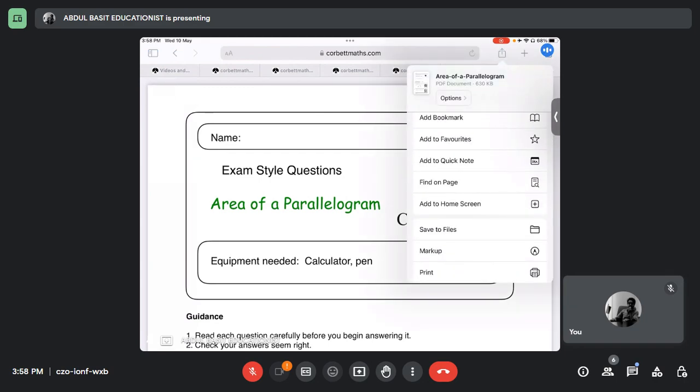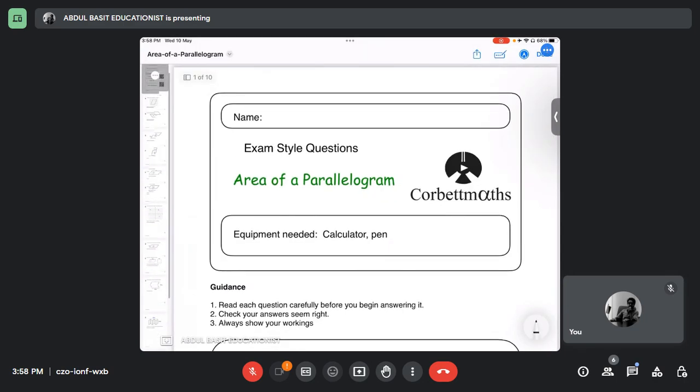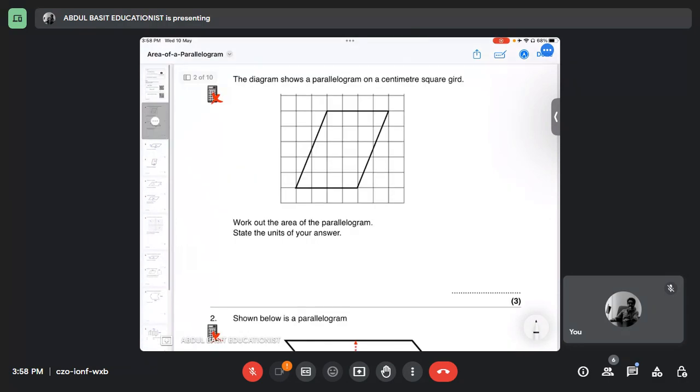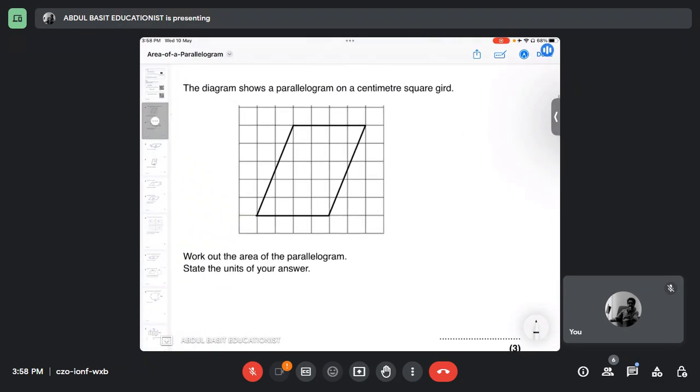पैरेललोग्राम इज व्हाट? It is a tilted rectangle. ठीक है, ये क्या है बेटा? Tilted rectangle. So the formula for the area of the parallelogram is base into height. Memorize this formula. Tilted rectangle and it's base into height. So now you can see that the base is here. I can see that it's 4 boxes and the height is always perpendicular. So that will be the height.